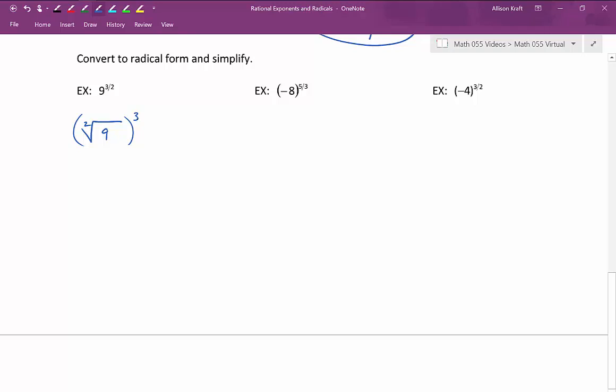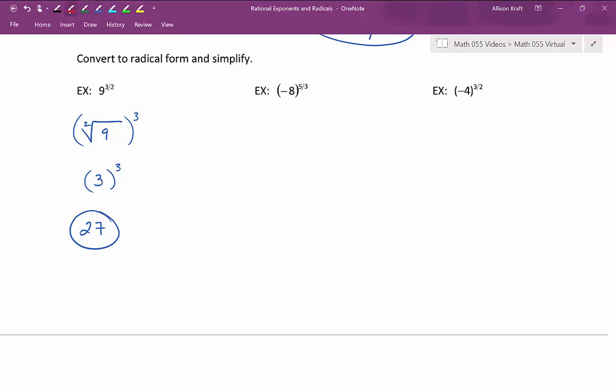Let's simplify. What's the square root of 9? 3. And then we still have that raised to the 3rd power, which is 27. 9 to the 3/2 is equal to 27.